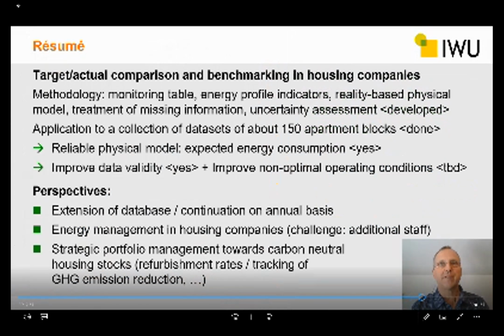I'm getting to the résumé now. We have developed a method for target-actual comparison and benchmarking in housing companies, which consists of a monitoring table, including energy profile indicators. We've developed a reality-based physical model where we retrieve missing information and assign uncertainties. We have applied it to a collection of datasets of about 150 apartment blocks and found that the physical model is rather reliable.